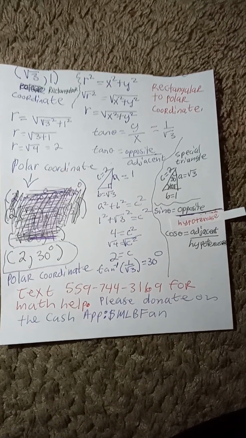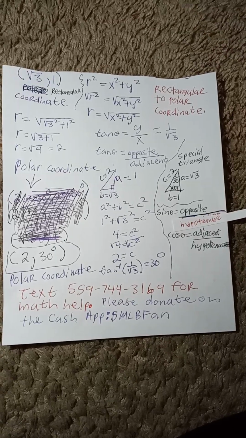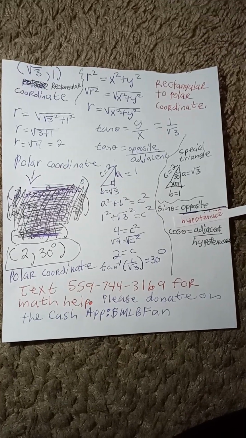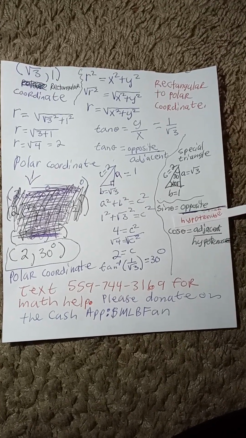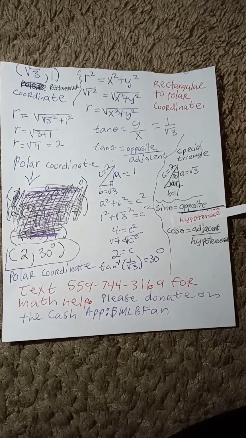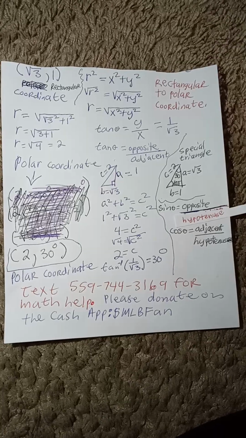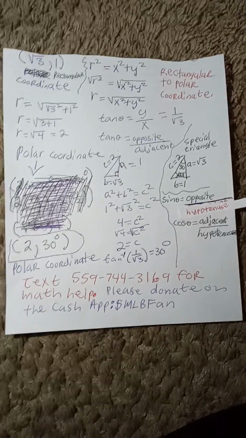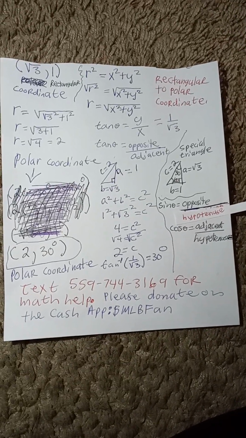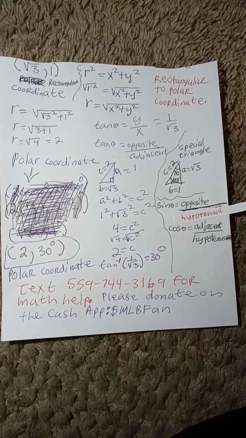We have to know the formula r squared is equal to x squared plus y squared. Then we take the square root of both sides, and we obtain the square root of r squared is equal to the square root of x squared plus y squared. And then r will equal the square root of x squared plus y squared.